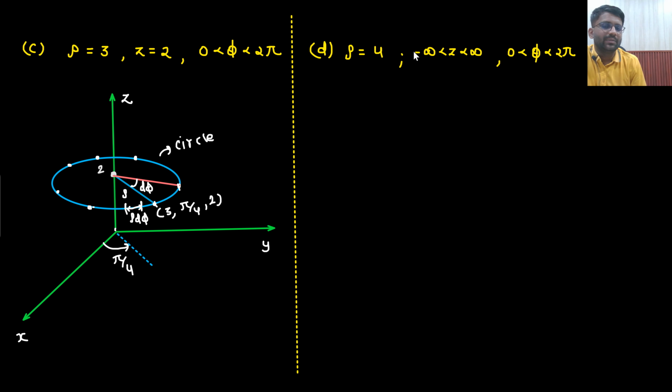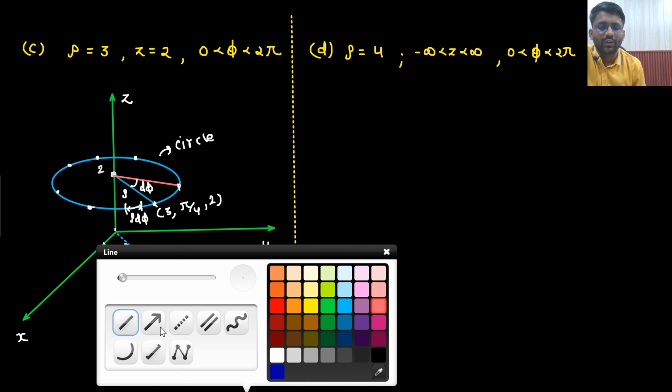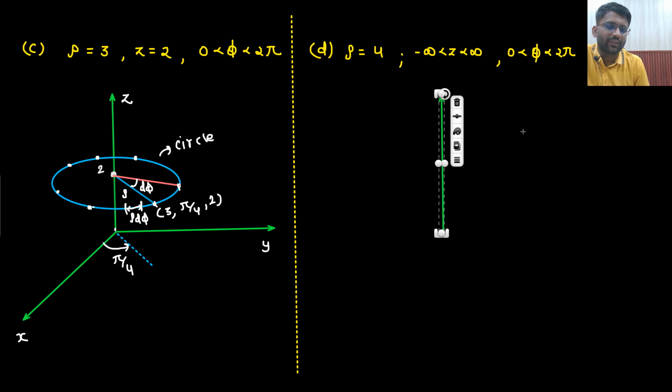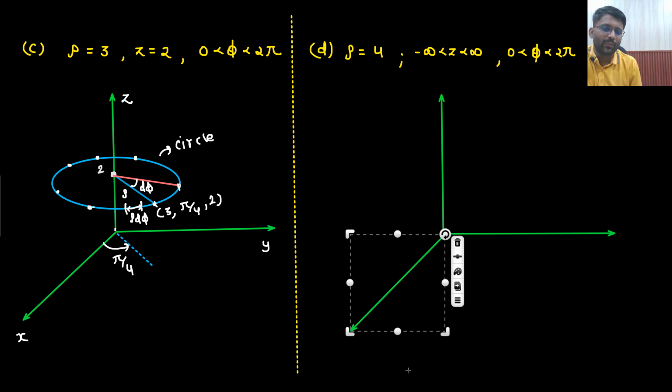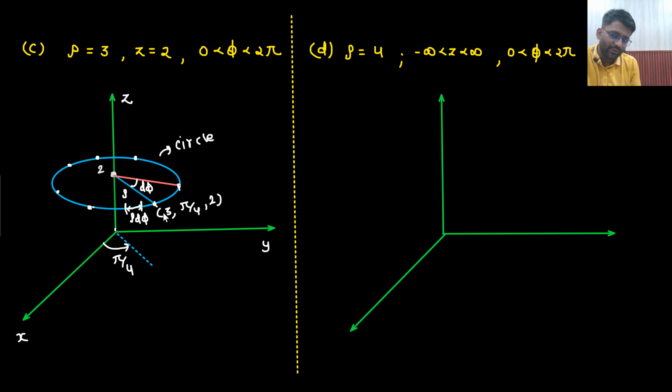Rho equals 4. This time z is also varying and phi is also varying. But rho equals 4 is fixed. What do you think you will end up making? Rho equals 4 is fixed, and the rest are all varying. I hope you are able to visualize these locuses. Z equals 2, rho equals 3, but phi is varying. Similarly, here rho equals 4 is fixed.